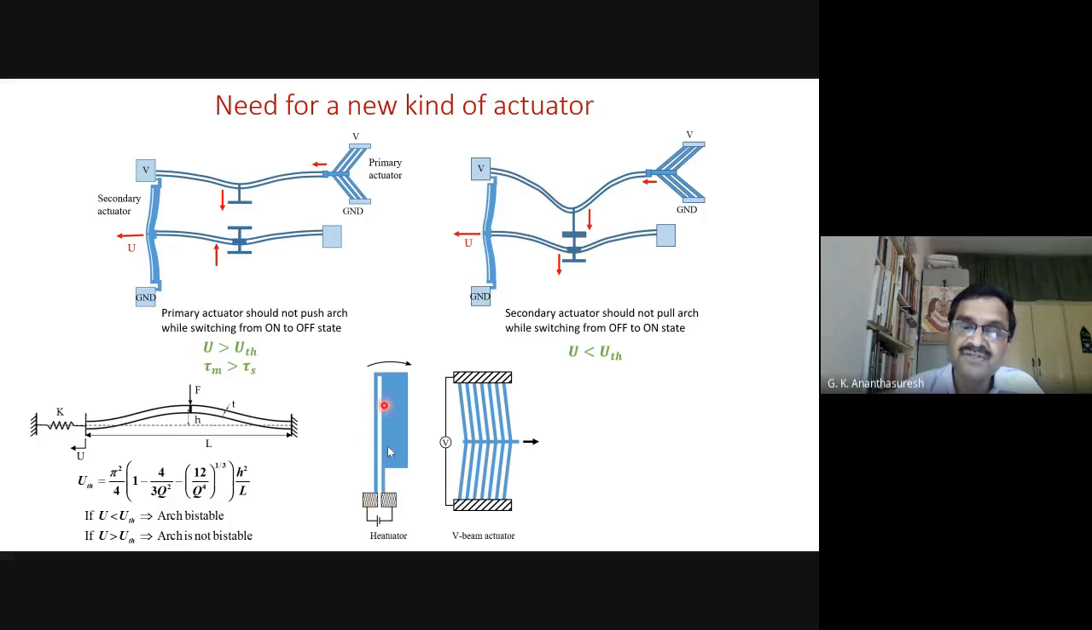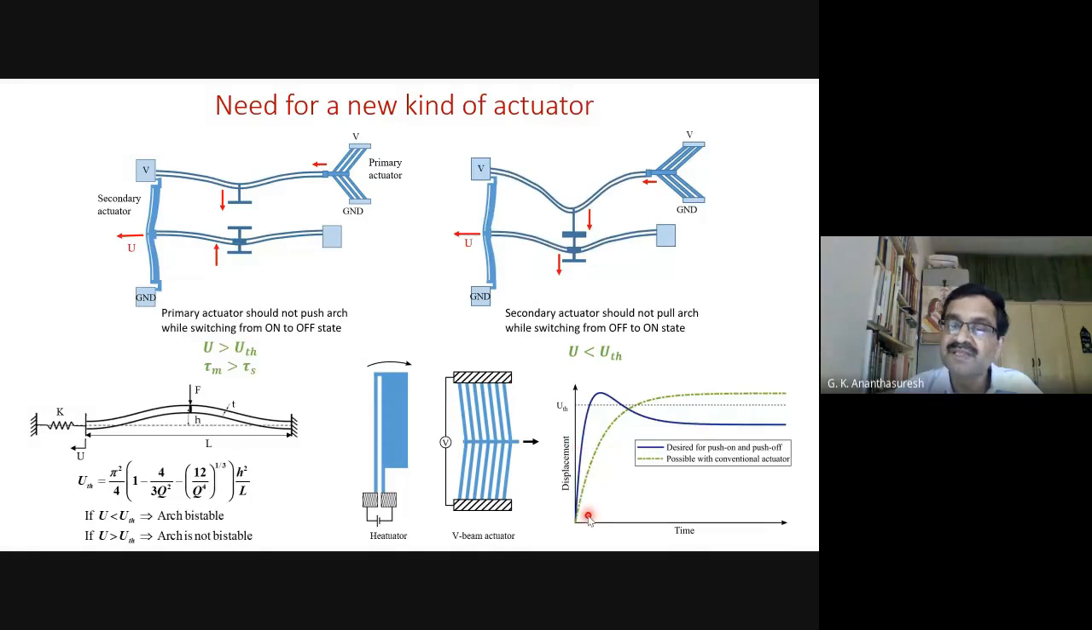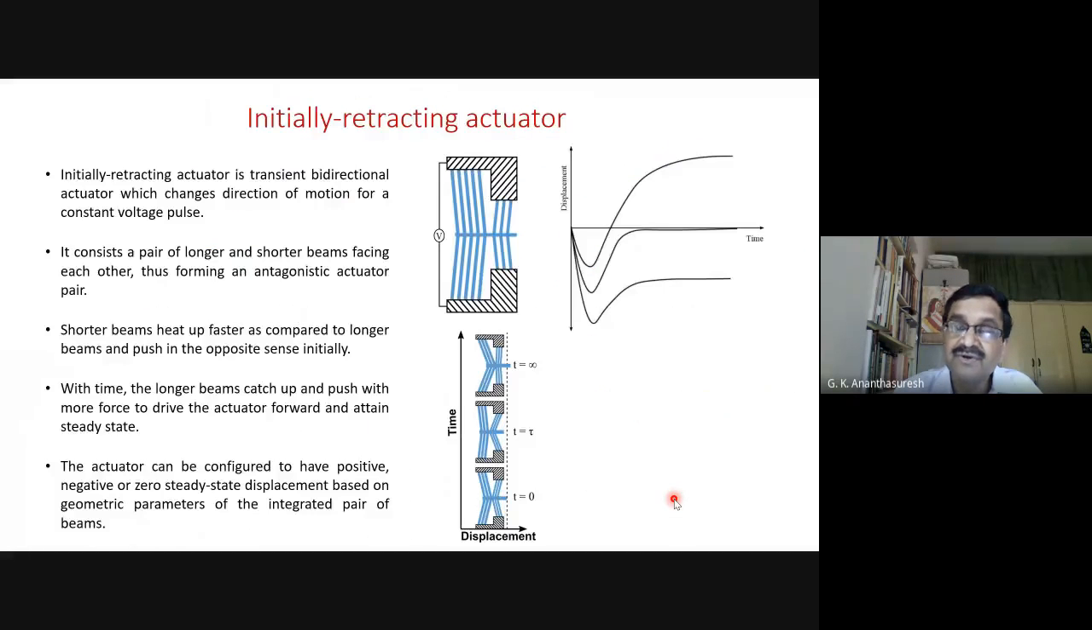So normally this heatuator, when you apply voltage between these two, you bend that way. Similarly, if you have a V-beam actuator, when this is at potential V and this is at ground potential, current will go through, that will cause ohmic heating to expand. This point will go that way. Now, what we want is something that goes in one direction and then comes back, goes back and comes forward. That's a behavior we want over here, and we try to do that.